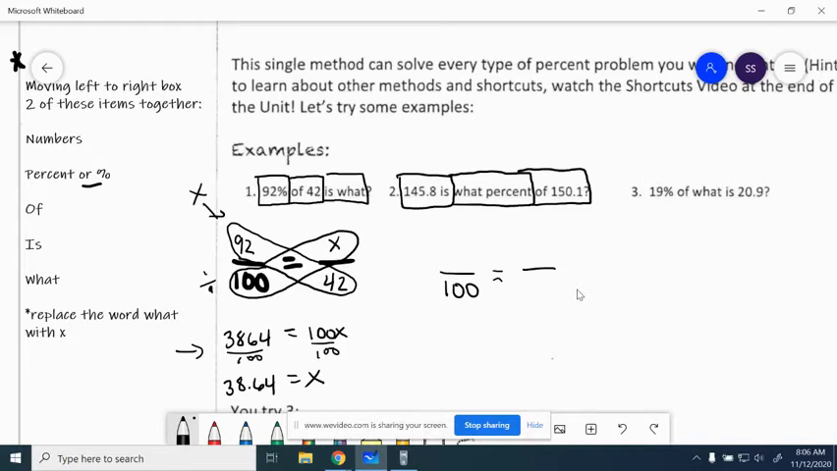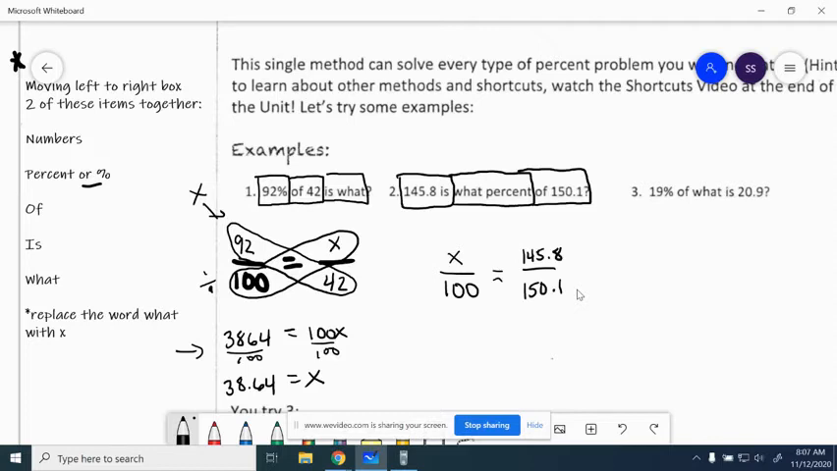All right, and so now we're just placing everything in. 145.8 is with the word is. So that's going to go on top of the right-hand side. What is with the word percent, and what tells you where the x goes. So the x is going to go where the percent symbol is, or the word percent. And then of is with 150.1. So we're going to put that on the bottom right here. And now we can just cross multiply and divide.